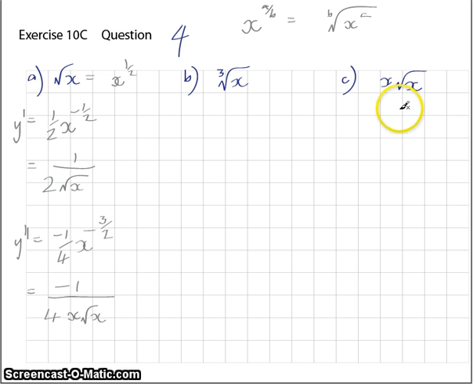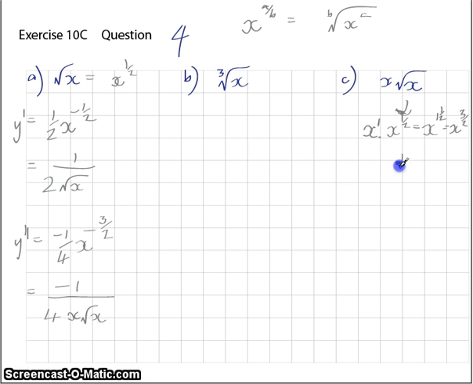To explain that, I'm going to jump over here to part C and show you how I put this into surd form. So this is x root x, which is x times x to the half. Same base, this is an invisible 1 power, kind of like that. Then we can add the powers together, x to the 1.5, which is x to the 3 over 2.